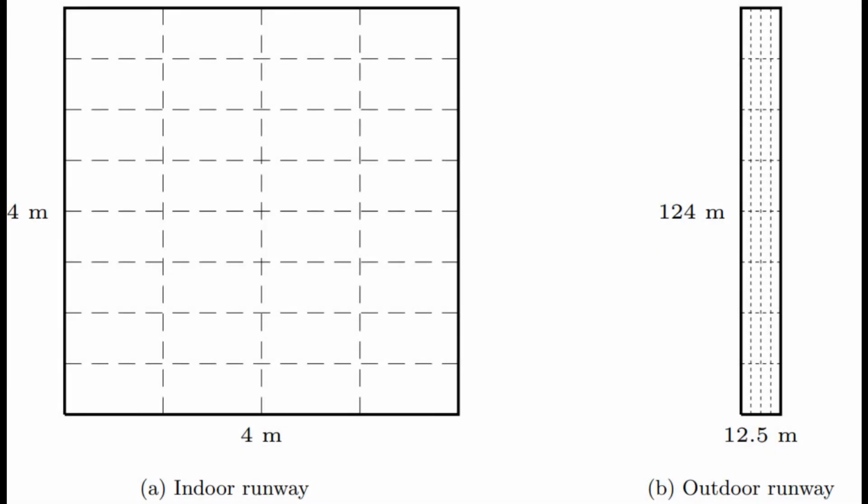We have two runways at our disposal, an indoor one shown on the left, and an outdoor, much larger runway shown on the right. To generate our score, also called a reward function, we divide the runway into a set of 32 tiles. Each time a new tile is explored, we give the quadrotor a reward of +1.